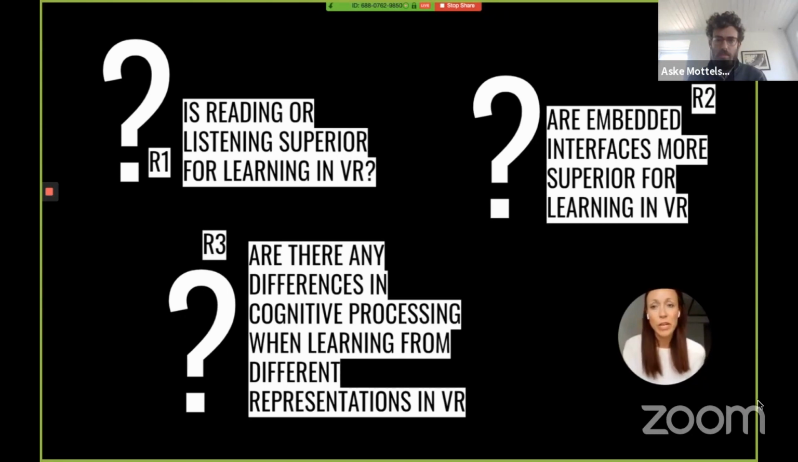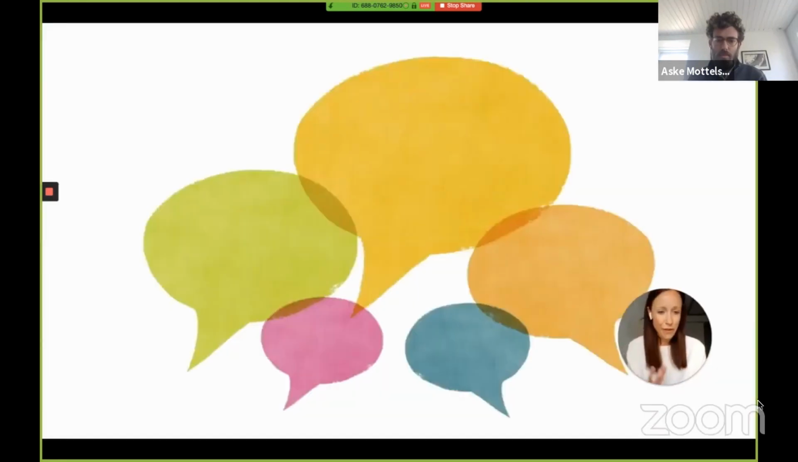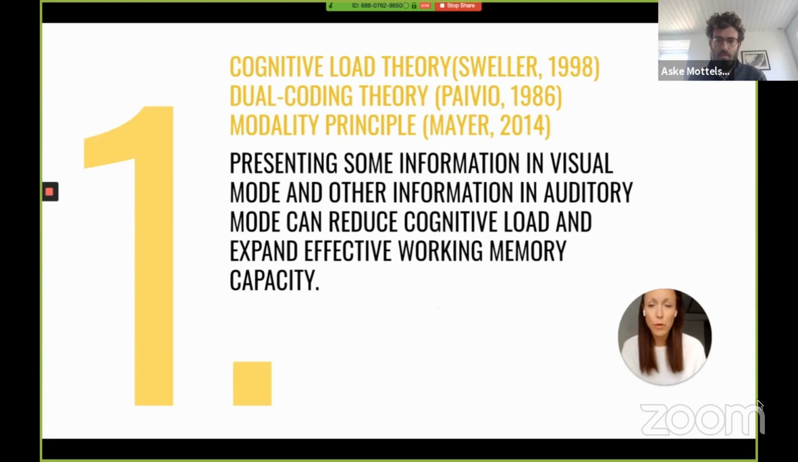The first one: is reading or listening superior for learning in virtual reality? The second one: are embedded interfaces more superior for learning in virtual reality? And the third: are there any differences in cognitive processing when learning from different representations in VR? So there are different theoretical foundations that we used for designing our experiment. I don't have that much time to go in depth with all of them.